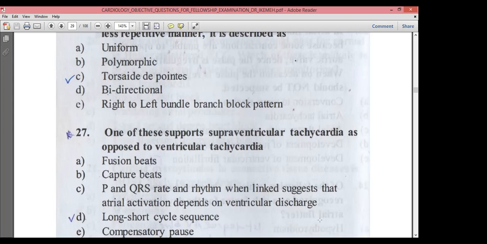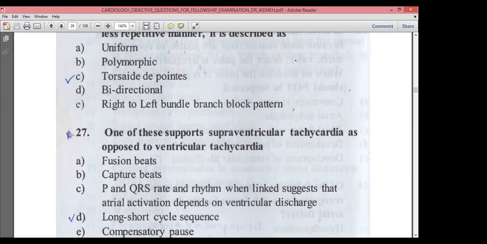So now, option A, fusion beat is true. It supports ventricular tachycardia. Capture beat is true. It supports ventricular tachycardia. P and QRS rate and rhythm, when linked, suggests that atrial activation depends on ventricular discharge. This is also true for ventricular tachycardia because the discharge is coming first from the ventricle.